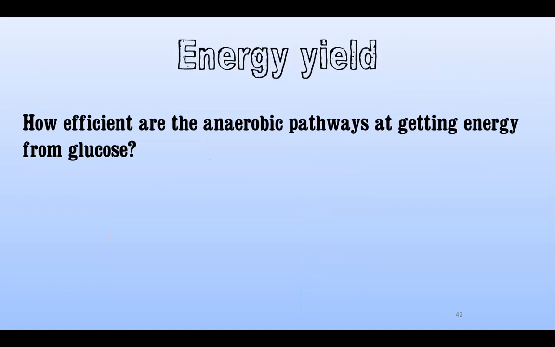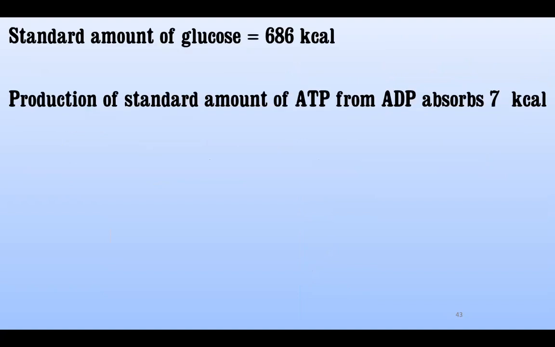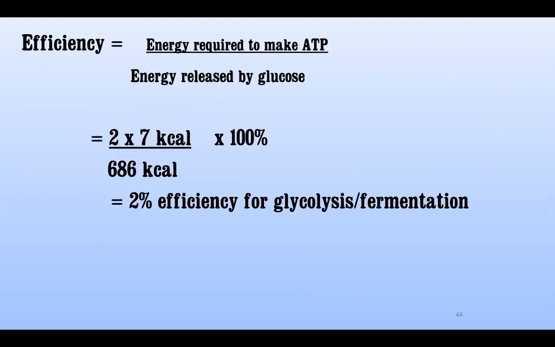How efficient is this? How we calculate this is a standard amount of glucose contains 686 kilocalories of energy. The standard amount of ATP from ADP absorbs 7 kilocalories. So the energy required to make ATP divided by the energy released by glucose times 100% is going to give us our energy yield. So during the anaerobic processes, we have made a total of 2 ATP molecules.